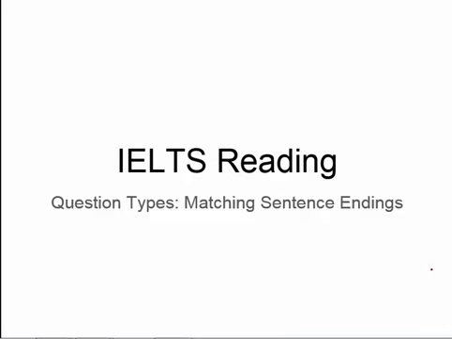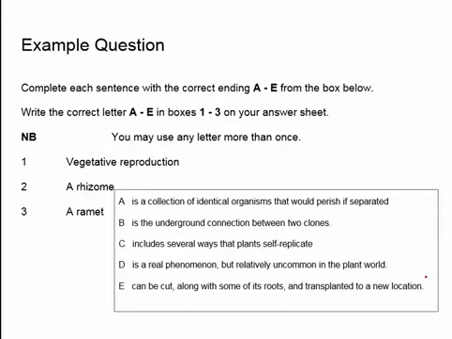Let's talk about the question type matching sentence endings. So this is what this question type will look like on your IELTS exam. The correct answer will usually be a letter, and it will tell you at the very top of the directions the number of questions you have, and it can be any number, 3 to 5 or 6. There could be several of these.